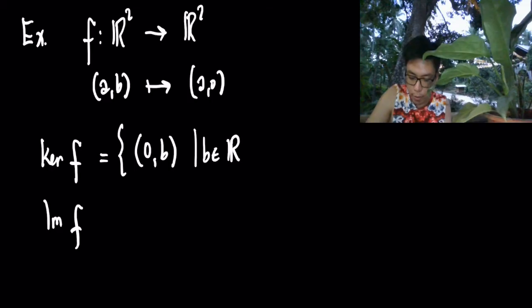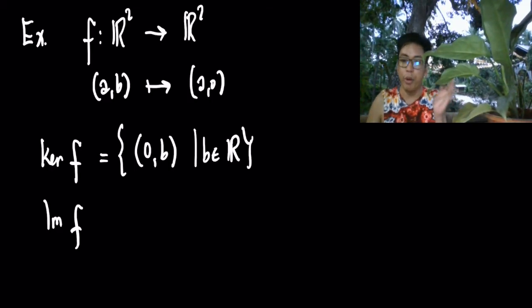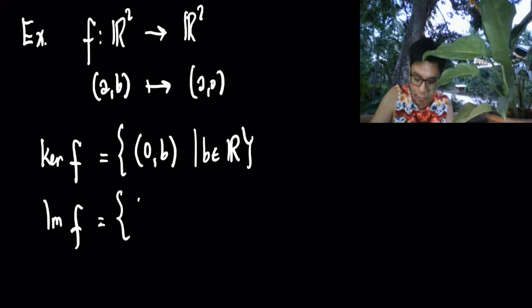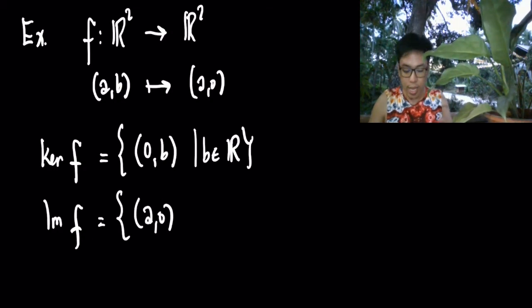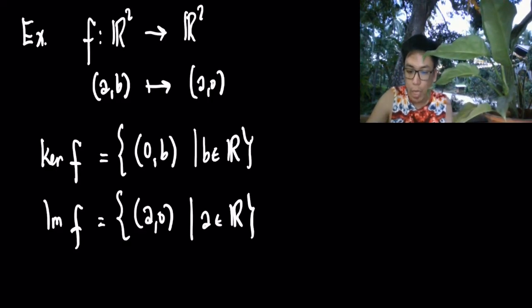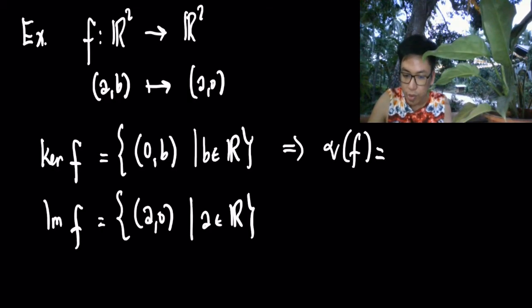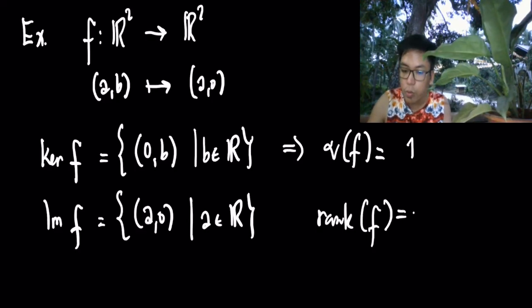B is in R. So whether B is 0 or not, it will still end up being 0 by this definition of the map. And the image of F is actually of the form (a, 0). That means whatever you do with the mapping, you always have the second coordinate of the output as 0. A here is in R, which implies that the nullity of F is 1 because the basis for this is actually 1. And then the rank of F here is also 1.